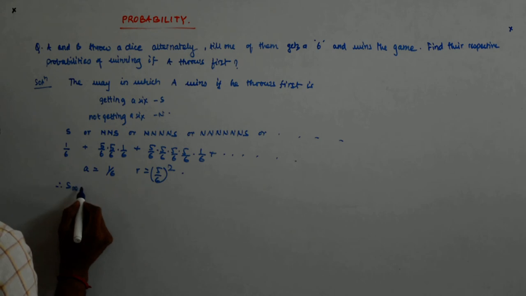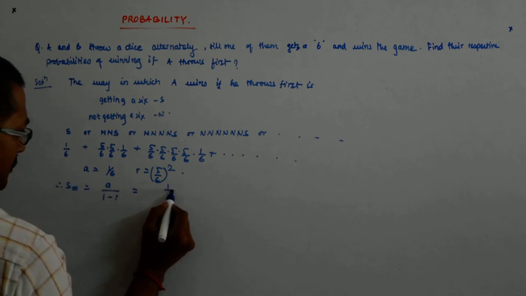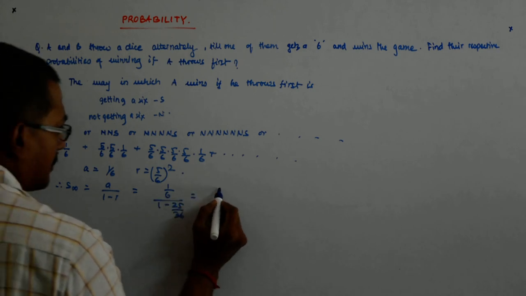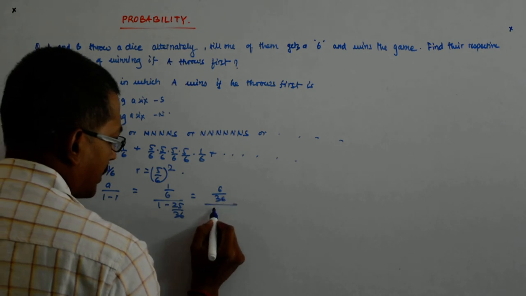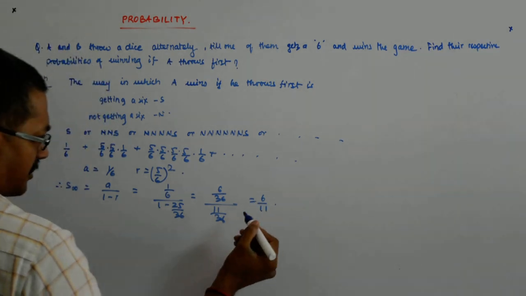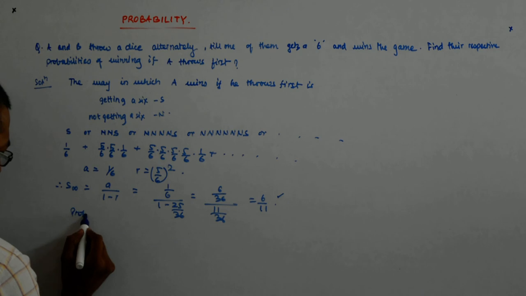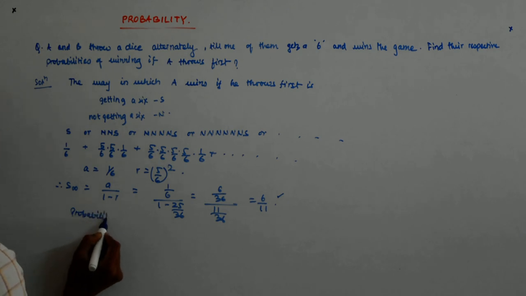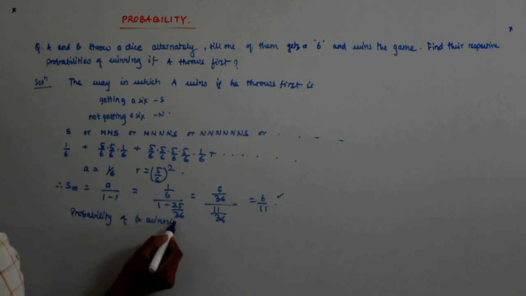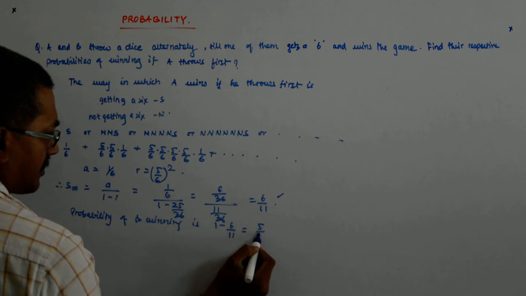Therefore S infinity is a upon 1 minus r, which is 1 by 6 divided by 1 minus 25 by 36, which is 6 by 36 divided by 11 by 36, so that becomes 6 upon 11. This is the probability that A wins. Probability of B winning is obviously 1 minus 6 by 11, which is 5 by 11.